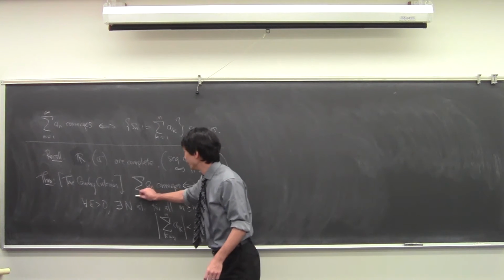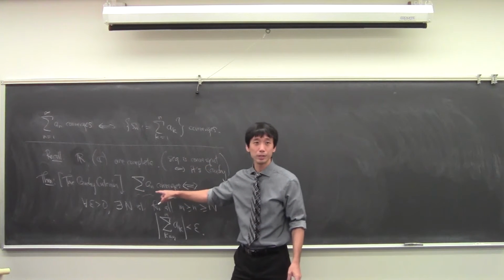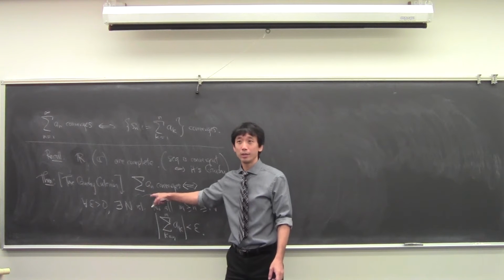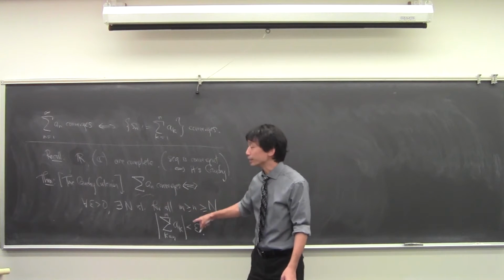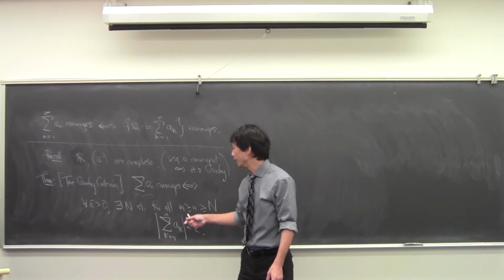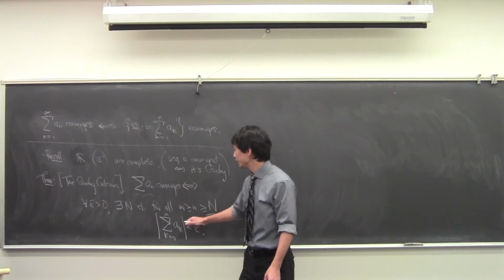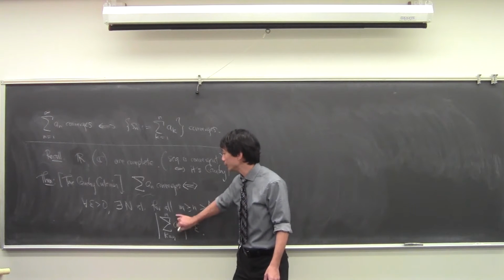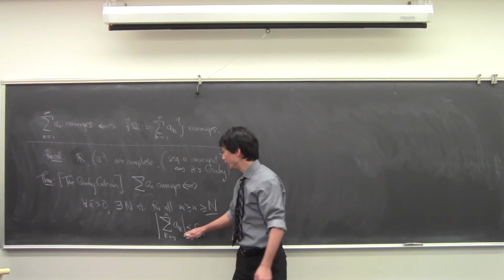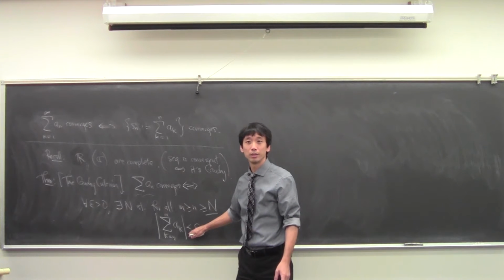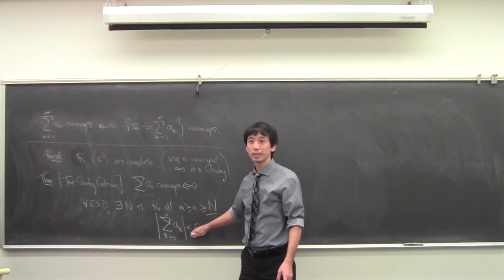So to check the convergence of a series, it suffices to show this condition: given any epsilon, there's a time past which the absolute value of all partial tails is small.